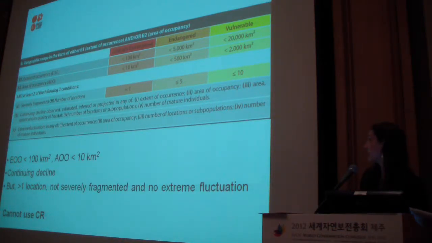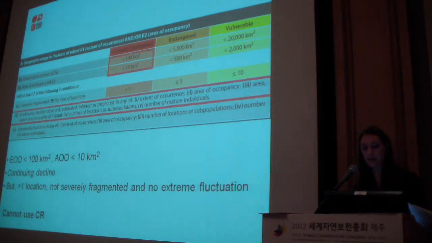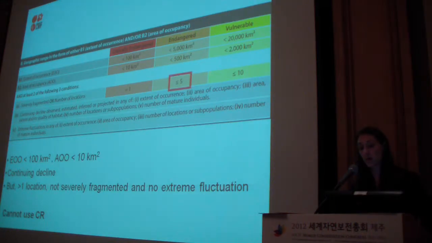One thing to keep in mind is that if you meet the thresholds for a high category of threat for some of the subcriteria, but not for all of the subcriteria, you have to list the species under the lowest common category of threat. So that looks like this. Let's say the species meets the extent of occurrence and area of occupancy thresholds for critically endangered, and there's a continuing decline, but it's found in more than one location. It's not severely fragmented, and there's no extreme fluctuations.